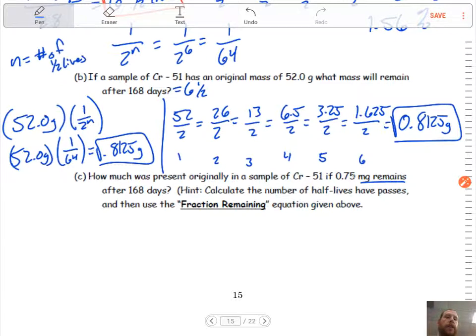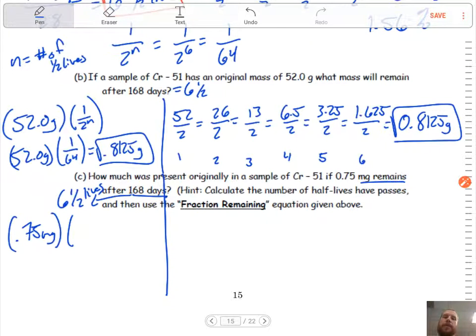So we know how much we're ending up with. Again, still 168 days, so we know that it's 6 half-lives, okay? So we're going to do the opposite way. Well, if you think about the fraction method, like I had in the problem before, 0.75 milligrams is what I'm starting with. Well, do I want to multiply by a fraction here? No, because I'm trying to figure out how much it was at the beginning.